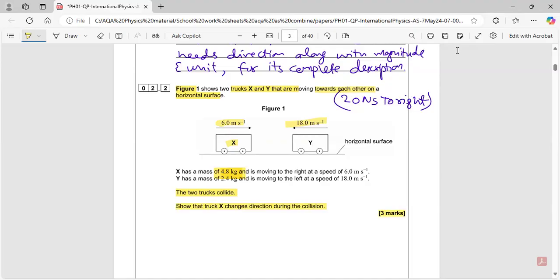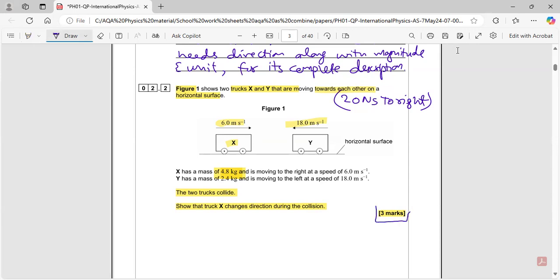3 marks. So you only have to show that the truck X in this case is going to change its direction of motion, right? So what you have to do is find the momentum actually. Okay, as it is a three marker question, it means it involves some calculations and then some concept to answer.